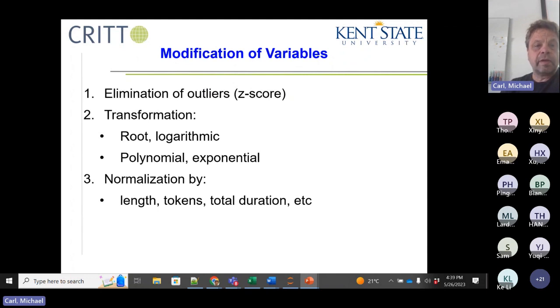So here still there are some slides about modification of variables. What I tried to say previously is that we can take out outliers. Not everybody agrees with this. Some purists say we should not take out outliers because that's in the data set and we should not manipulate the data. But I think many people do take out outliers, and in particular, you can do this if it does not change the analysis.